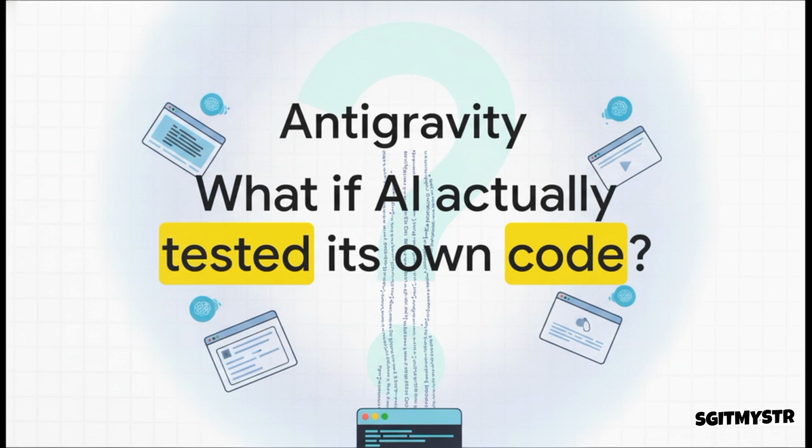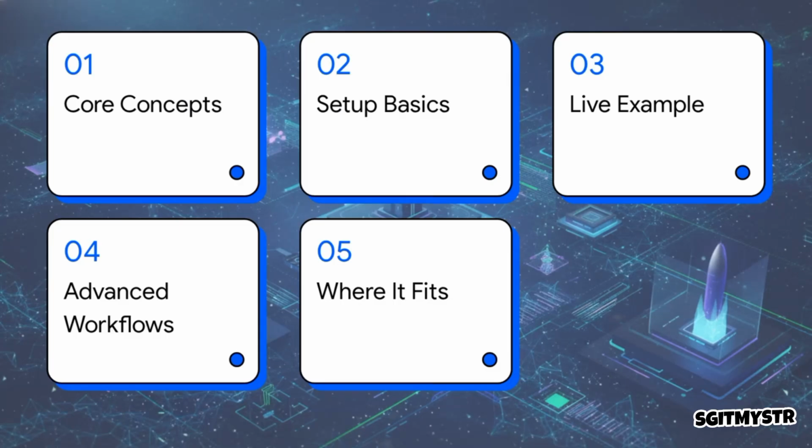Because unlike standard editors that just kind of offer inline suggestions, this is an agent-first platform. That means AI agents get direct access to your editor, your terminal, and your browser to handle the entire lifecycle of a task. Here's our roadmap for today's training. We'll be looking at 1. Core concepts, 2. Setup basics, 3. A live step-by-step build, 4. Advanced workflows, and finally 5. Where it fits into the bigger picture.